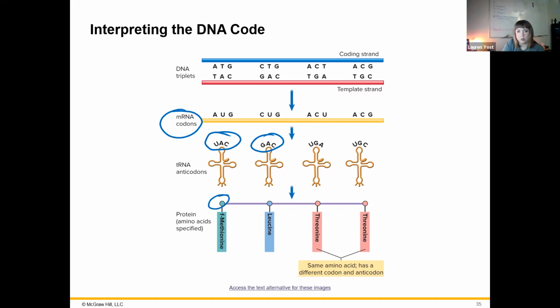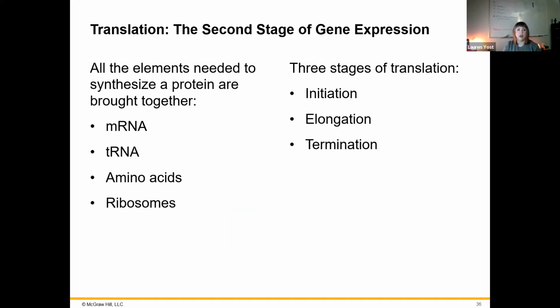So methionine is almost always the start. And then we have leucine and threonine and whatever. So here we have a UG and a UGC, but both of those are going to code for threonine, again, because of that wobble effect, that redundancy in the code. So anyways, we'll keep going and adding on our amino acids as we are reading the codons during translation. So that's kind of how that's all set up.